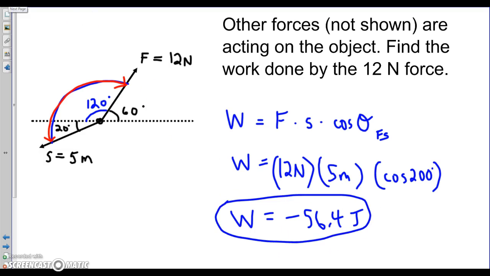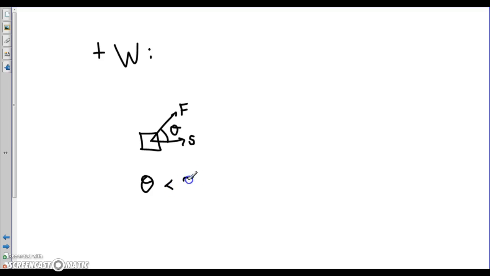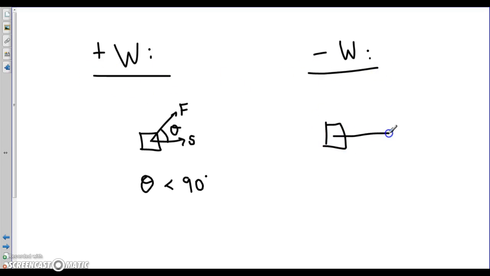So the work can be positive and the work can be negative. When is the work positive and when is it negative? Here's the basic answer. Positive work looks like this. Here's the distance traveled, s, the distance. Here's the force. And you see that the angle is less than 90. Negative work occurs when you have an angle bigger than 90. So if the distance is out like this, then you have to have something bigger than 90. An angle bigger than 90.